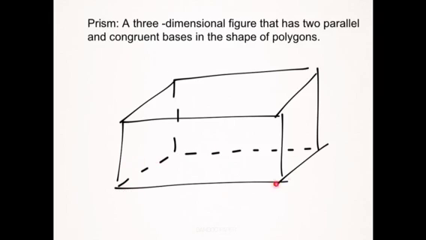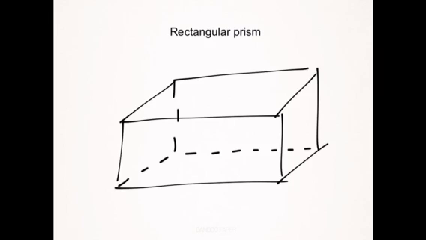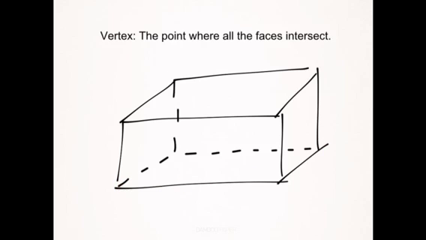This one, illustrated here, is a rectangular prism. And I know it's a rectangular prism by its base. Now we name our prisms based on what type of base they have. So this one has a rectangle, so it's a rectangular prism. A couple pieces of terminology that you need to be familiar with.